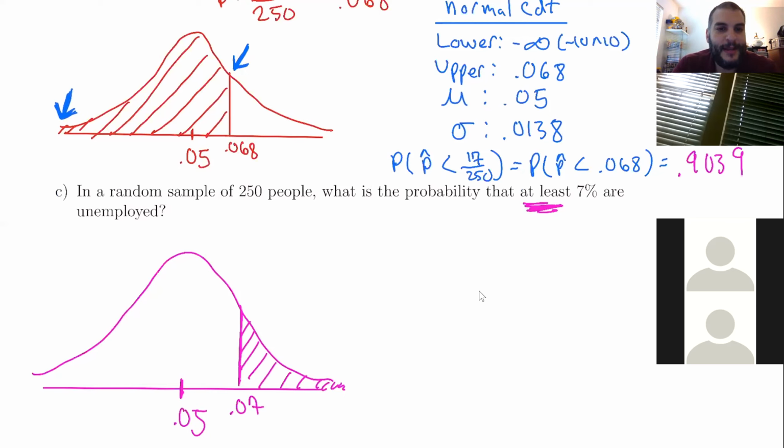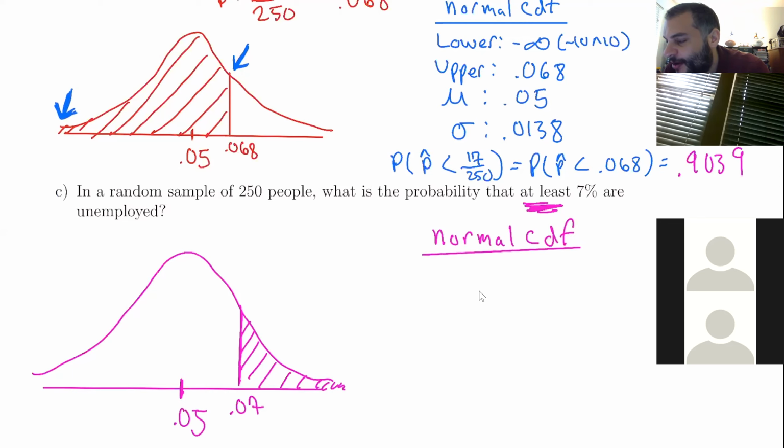All right. Everybody good so far with the drawing of the normal distribution? All right, perfect. So let's go ahead and put out what we should enter into our normal CDF. We're going to put lower, upper, mu, and sigma.